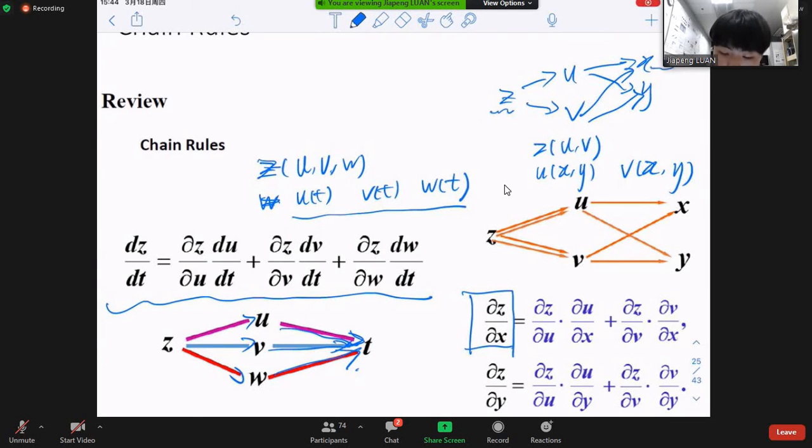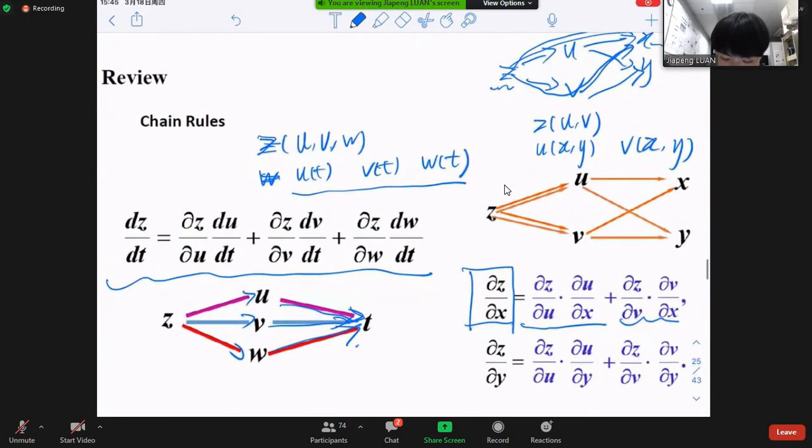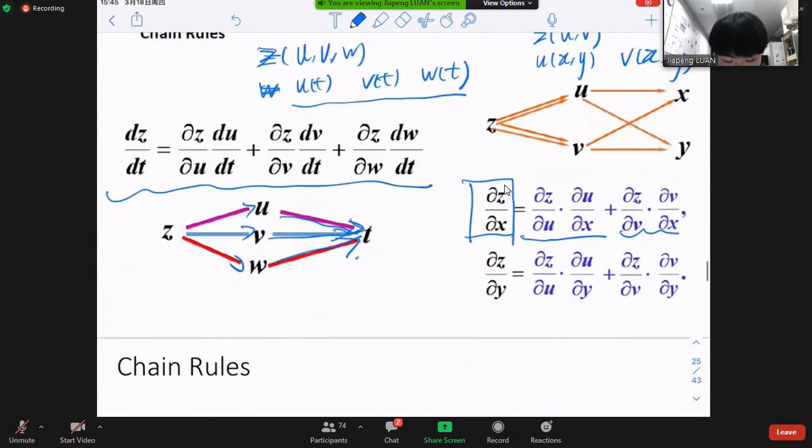So you can see there are actually two ways to go to there. The one way is this, and another way is this. You write down these two ways. This dz by du times du by dx is the first way, and then this is the second way. So you can write the equation like this. So that is how you apply the chain rule and how to easily memorize this.